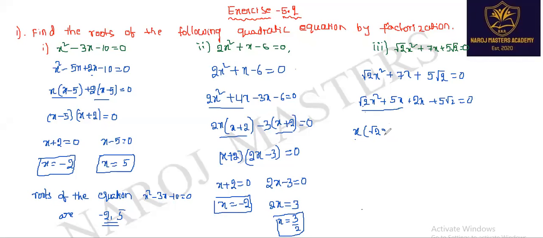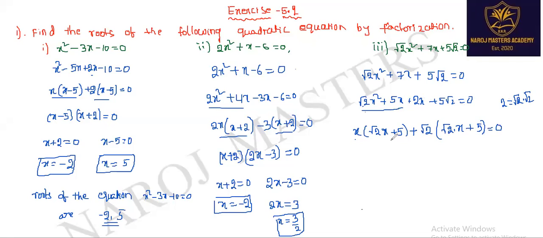Root 2x plus 5. Again take root 2 common here. If you take root 2 common, so can I write 2 is equal to root 2 into root 2? Okay, I am making this 2 is equal to root 2 into root 2. So I am taking one root 2 common here, so another root 2 is there. So root 2 into x plus, I have taken root 2 common here, so the remaining term is 5 equal to 0.